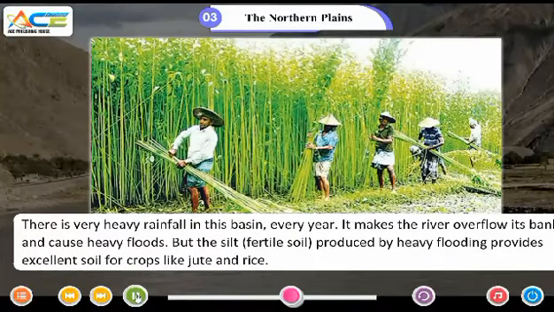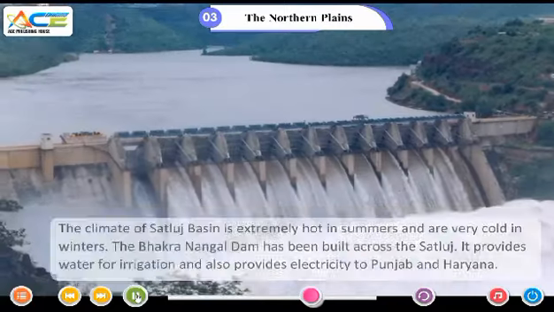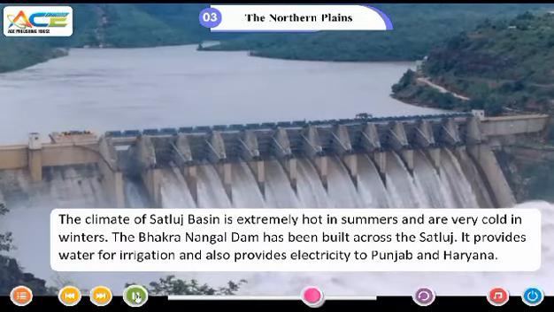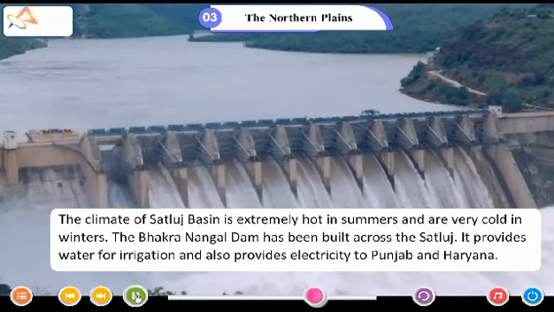The Satluj basin. It is the westernmost part of the plains. The Beas river is the main tributary of the Satluj. The two rivers flow in the southwest direction and join the Indus River in Pakistan. The major states in the Satluj basin are Punjab and Haryana. The climate of Satluj basin is extremely hot in summers and very cold in winters.